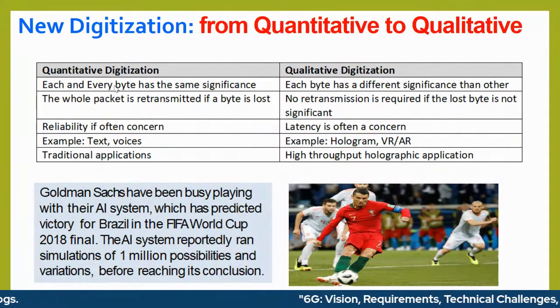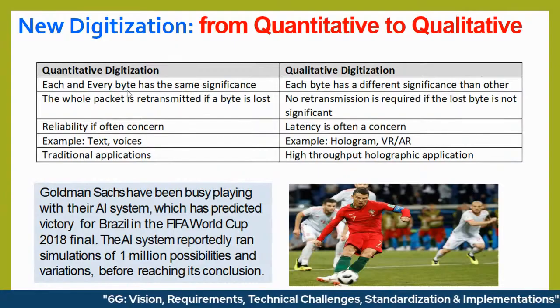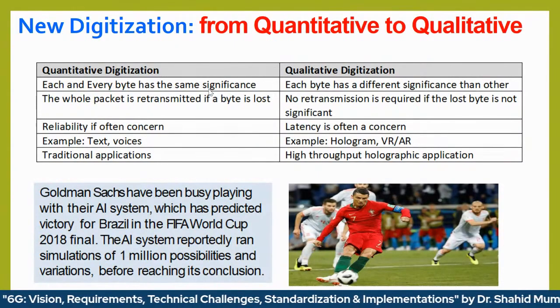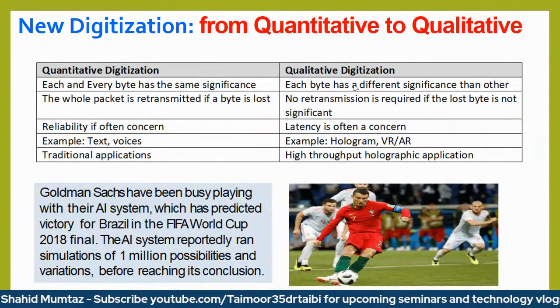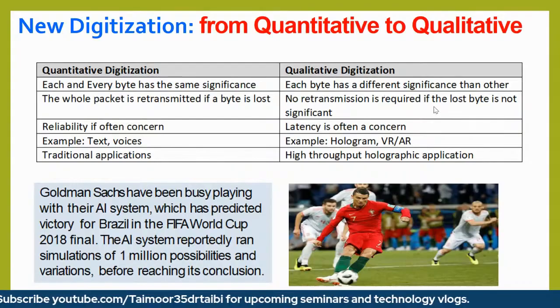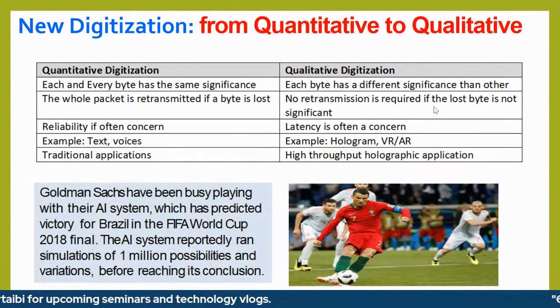In 1G to 5G, we mostly do the symbols. Each and every byte has the same significance when you transmit your packet. And if a byte is lost, the whole packet is retransmitted, at least at the physical layer. But in qualitative digitalization, every byte has a different significance because we are creating a pixel.